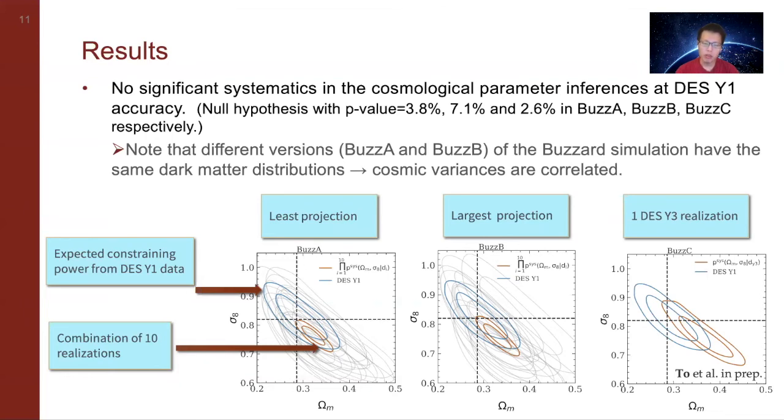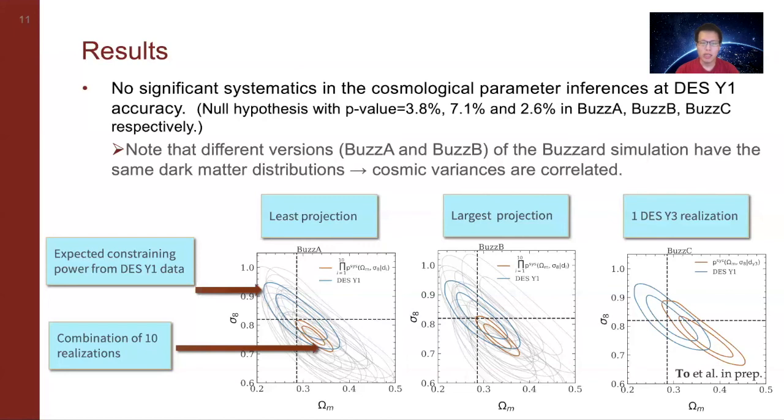Okay, so the 3 different panels correspond to 3 different Buzzard simulations. The first one is the one that has this amount of projection. The second one is the one that has the largest amount of projection. And the third one is the DES Y3 one. We have only 1 realization. From this figure, we find there's a 2 sigma level systematic. Basically, the systematic is not statistically significant.